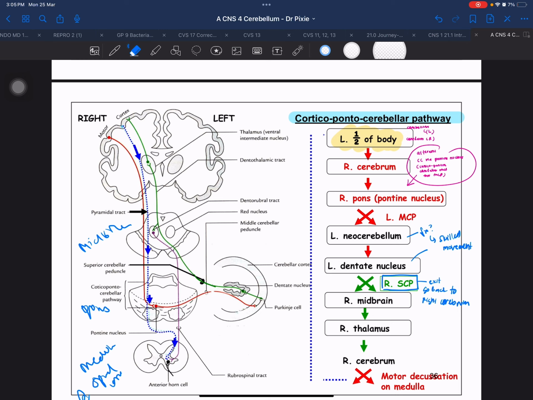Bila dia exit, guys, before it exits, it must go back to the right side, betul tak? So that's why it crosses again. Before dia keluar, dia mesti cross again. So when it exits, dia akan melalui opposite of the superior cerebellar peduncle. It will go through the right side of the superior cerebellar peduncle to reach the right midbrain, to the right thalamus. From the right thalamus, go back to the cerebrum.